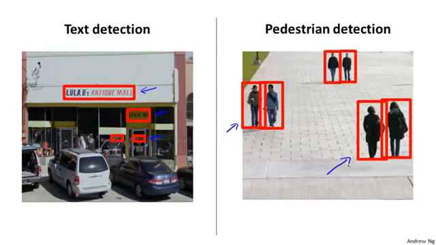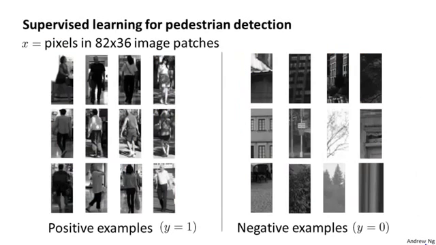So they're all the same for different pedestrians, but for text detection, the height to width ratio is different for different lines of text. Although for pedestrian detection, the pedestrians can be different distances away from the camera, and so the height of these rectangles can be different depending on how far away they are, but the aspect ratio is the same. In order to build a pedestrian detection system, here's how you can go about it.